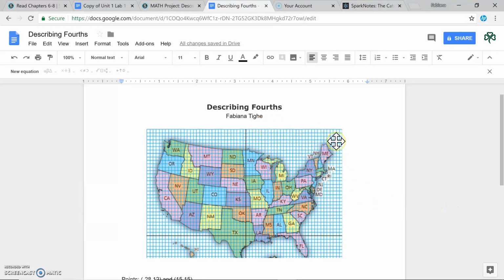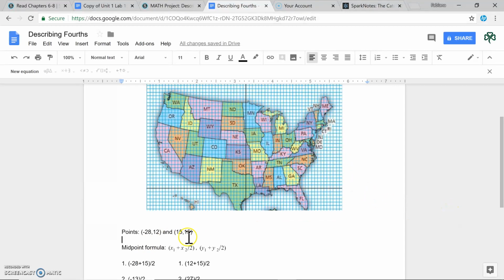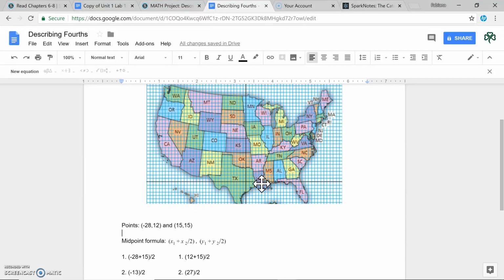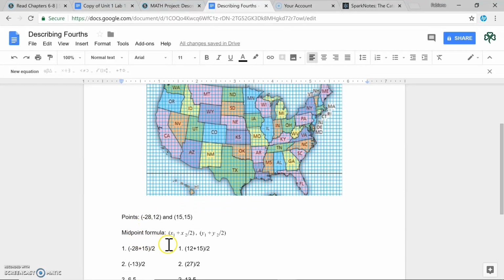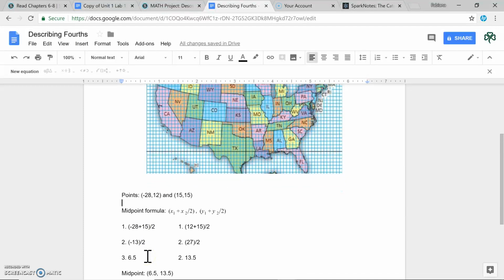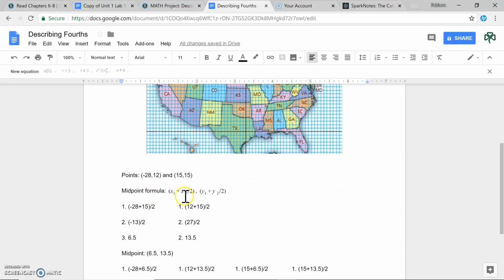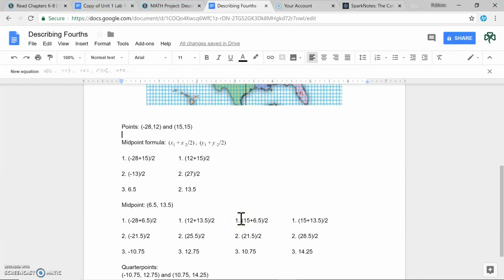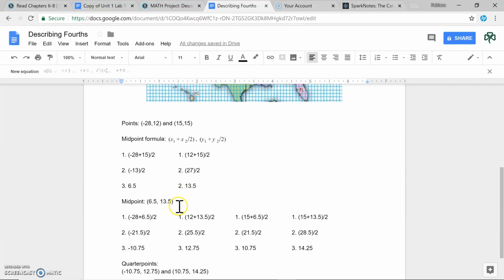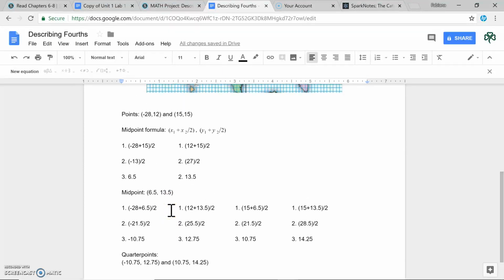In describing fourths, I took 2 points from the graph and used my midpoint formula to plug in the numbers. I took both x's and plugged in and simplified to get my answers, and I did the same for the y's. Then I found my midpoint, which was 6.5 and 13.5.